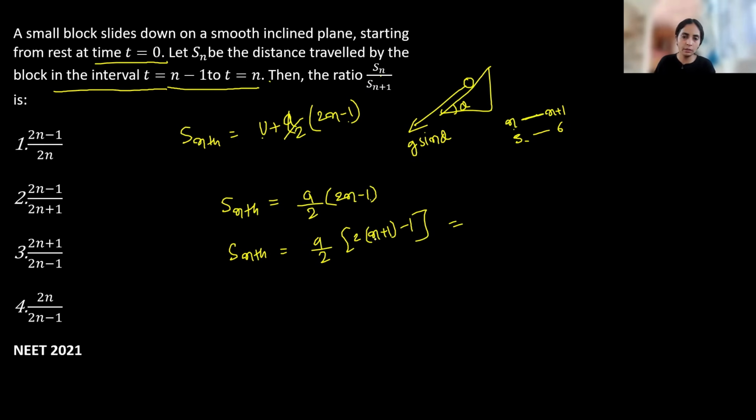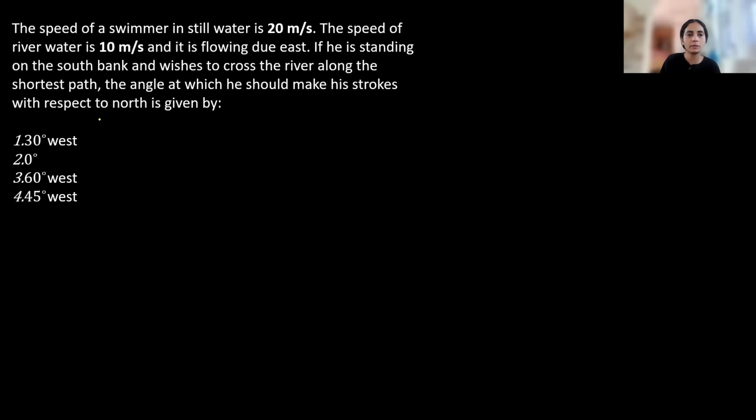So this is going to be 2n plus 2. So a by 2, 2n plus 1. So what will be the ratio? That will be 2n minus 1 by 2n plus 1. So the correct answer should be which? Second one. See, these are quite easy questions.